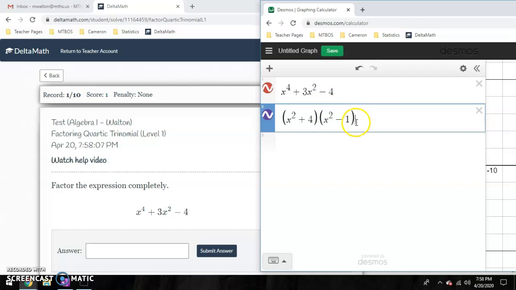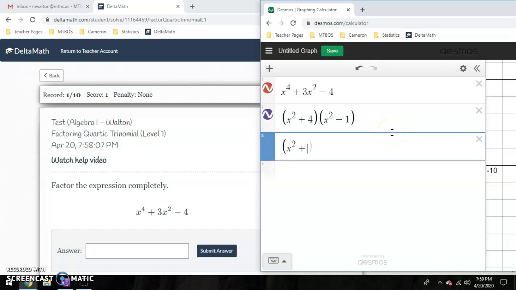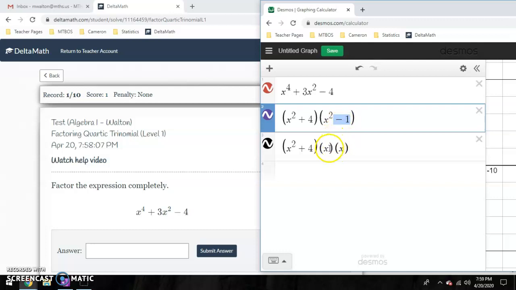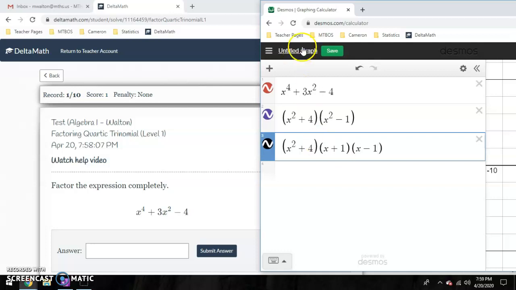However, but wait, there's more. I do see a difference of two squares right here. I have an x squared minus 1. So when I finish this problem off, I could actually break this up even further. Looking at this, x squared can be broken up into x and x. And this is a difference of two squares. So I want that middle term to cancel out. This will be +1 minus 1.